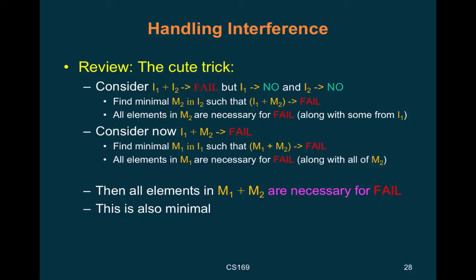And next, we're going to search which elements in I1 are needed. So, next step is we know that I1 plus M2 fails, which is what we have just discovered. And now we search within I1, find the minimal element M1 in I1, such that M1 plus M2 results in failure. And therefore, it means that everything in M1 is needed and everything in M2 is needed. So therefore, together, they're the minimal reproducing input.